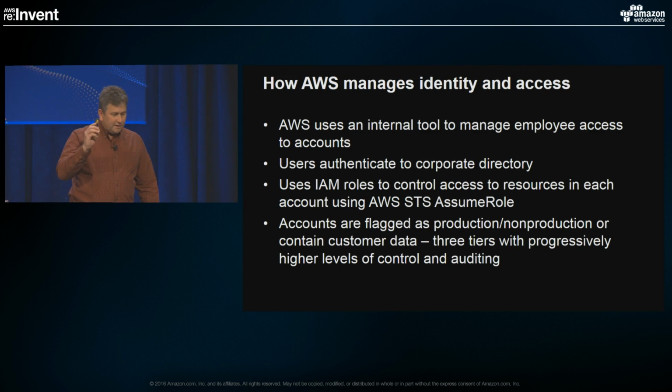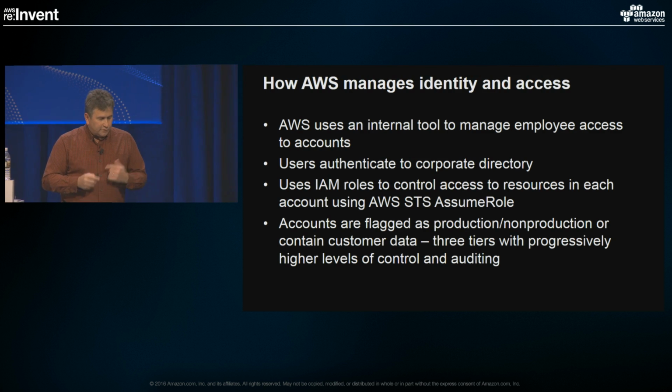And as a matter of fact, I'm not sure about this, so please don't quote me, but my guess is that a lot of the reason that we have some of that functionality is because of our desire to control our own accounts, right? I don't know that that's the case, but I'm just guessing, right? Accounts are flagged as production or non-production, and whether they contain customer data or not. And obviously, those are 3 tiers with progressively higher levels of control.